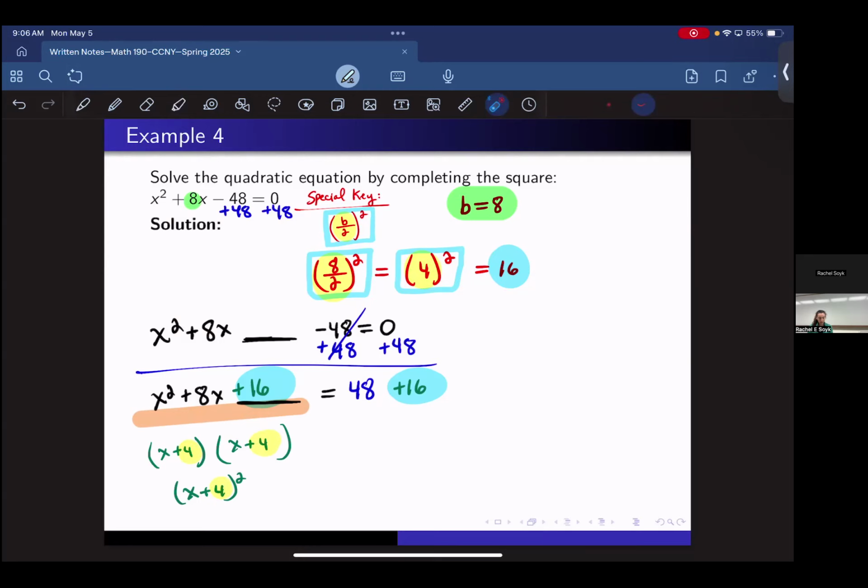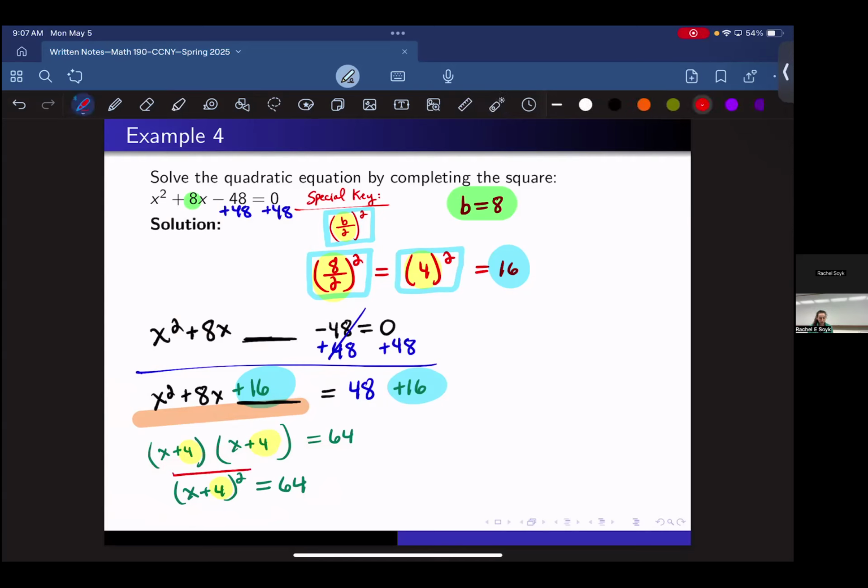So if you know that special key trick, you never have to factor, right? It'll save your whole mind from thinking, what are factor pairs of 16 that add up to 8? You already know it, it's 4. That right-hand side, we can simplify. 48 plus 16 gives you 64. And now that we've arrived at this last row, we're back into square root property, which is our objective 1.